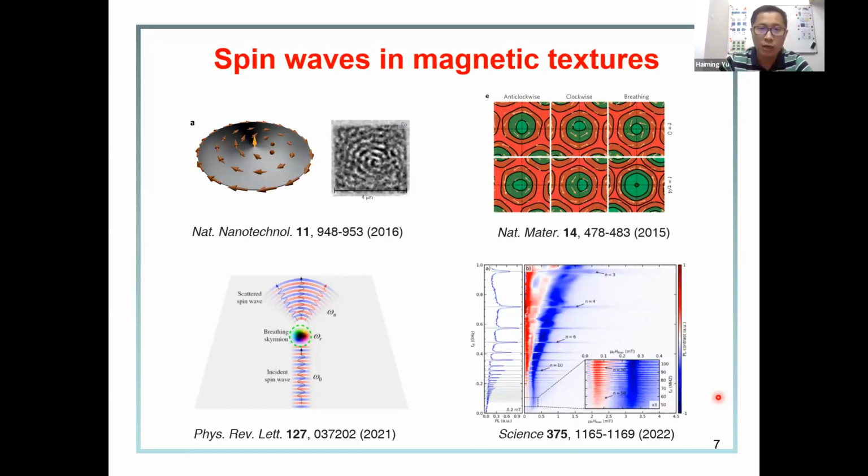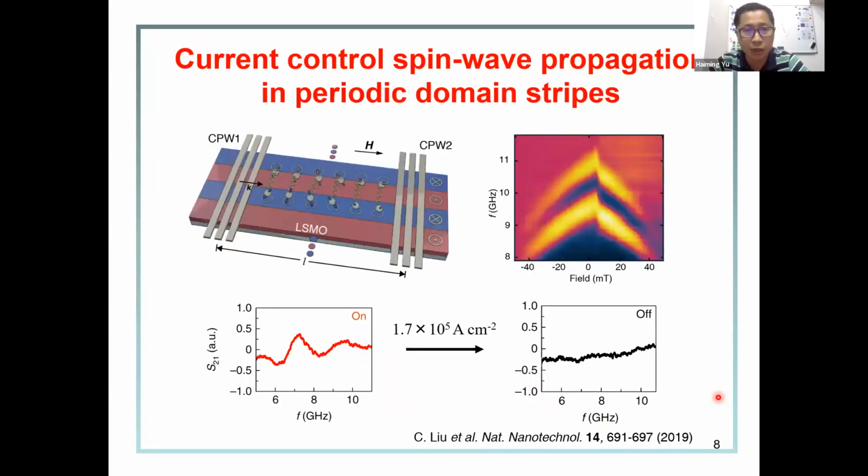So we study spin waves interacting with one particular type of magnetic texture, which is the periodic domain stripes. So we excite and detect spin waves by coplanar waveguide with microwave technique. And then we use electric current to manipulate the domain stripe alignment and to control spin wave propagation.